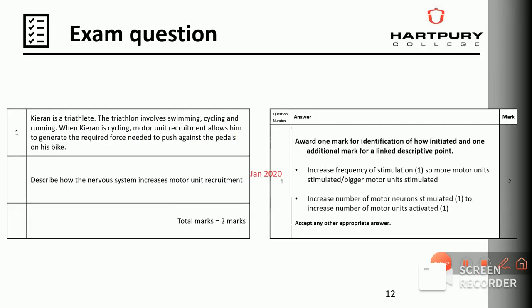So an exam question you might see: pause the video, have a go and mark your answer.